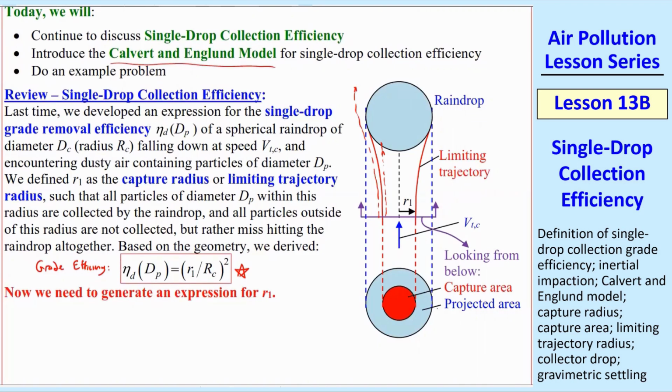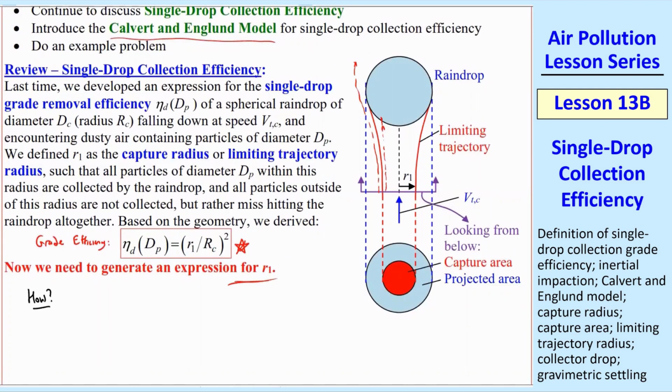So this is a capture area. I have it in red at the bottom here. Capture area divided by the projected area is basically what this is. And so what's left is to find an expression for R1. How do we do that? Well, let's first list what R1 is a function of.